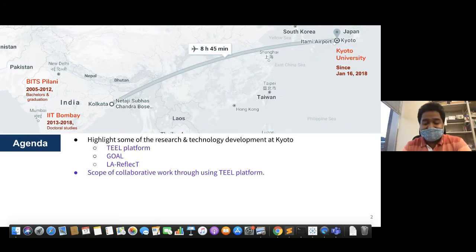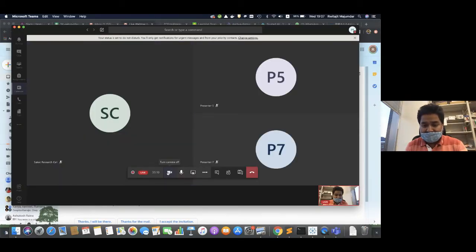I will highlight some of the research and technology being developed in Kyoto. Specifically, I will talk about a TEAL platform which we are building, and that infrastructure is also used by teachers from India. I will give examples of how we are collaborating with Indian instructors and researchers. If there is even more interest and time permits, I will also highlight a project about GOAL, where I am combining a learner's physical and learning data together to see what kind of services can be built. To end, I will also try to say what kind of collaborative work we can possibly do with each other. Okay, with that, I hope it's fine if I switch off the camera and continue.